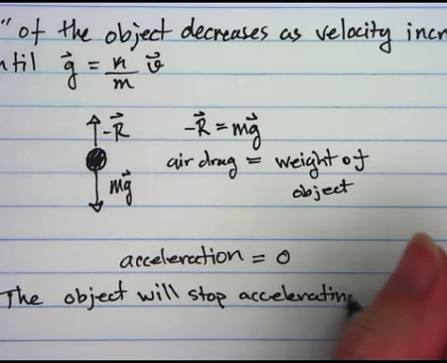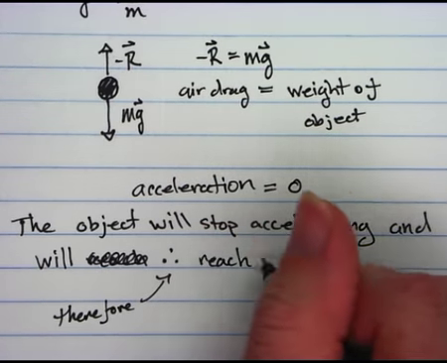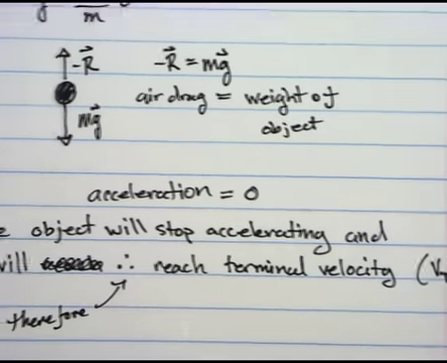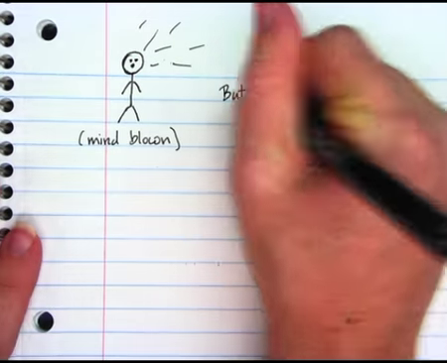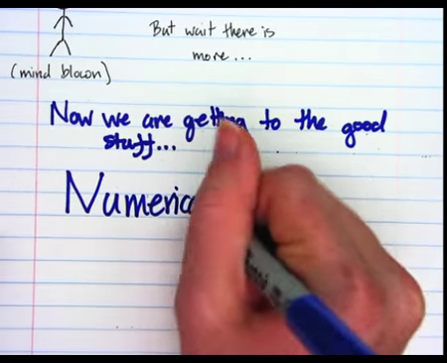This doesn't mean that the object's going to randomly stop mid-air. No, all it means is that it's going to have reached its terminal velocity. It's going to stop accelerating and just fall. Okay, so now let's get to the good stuff.